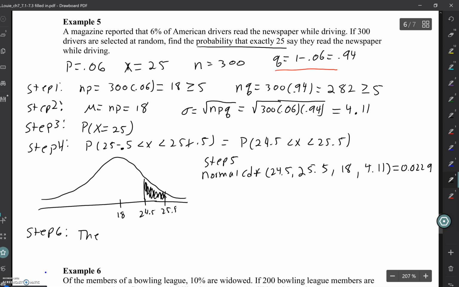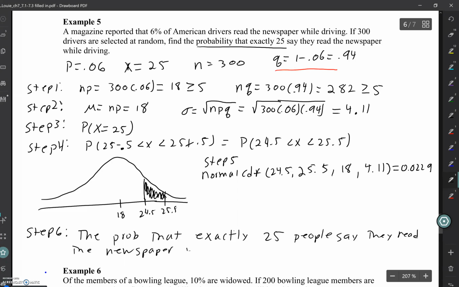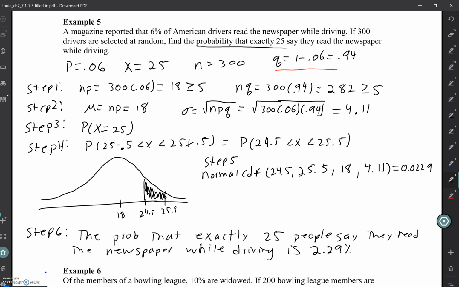All right, so the probability that exactly 25 people say they read the newspaper while driving is 2.29%. Oh, we're kind of glad that's low. Yeah.